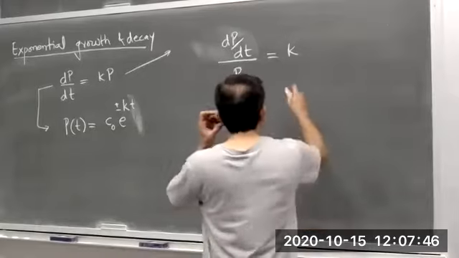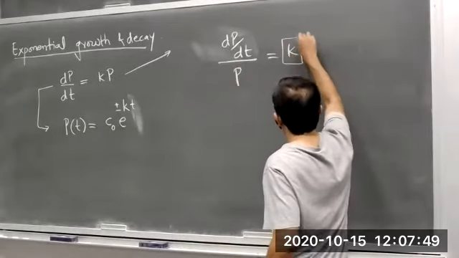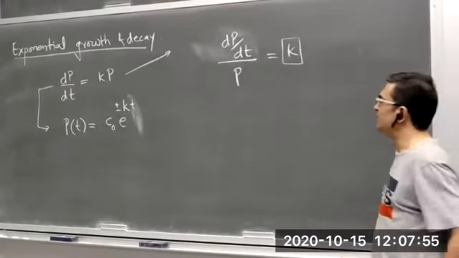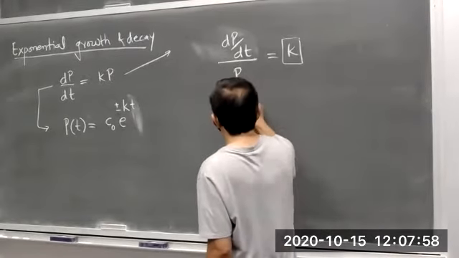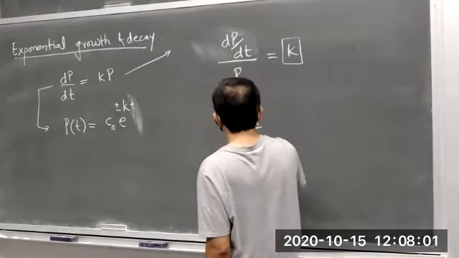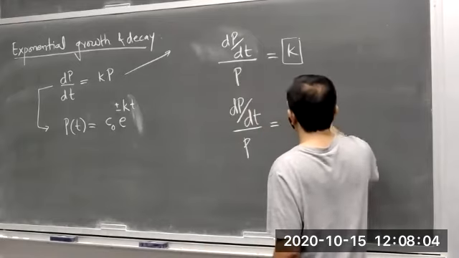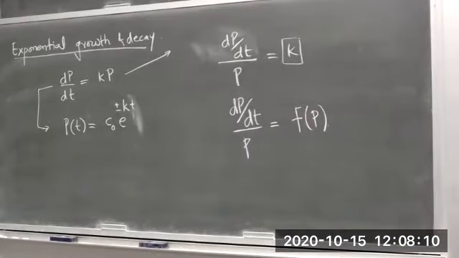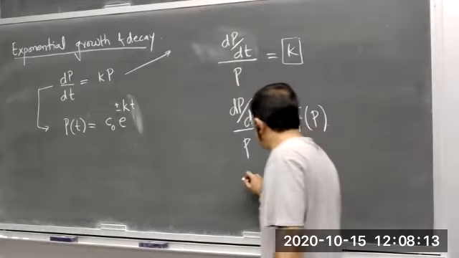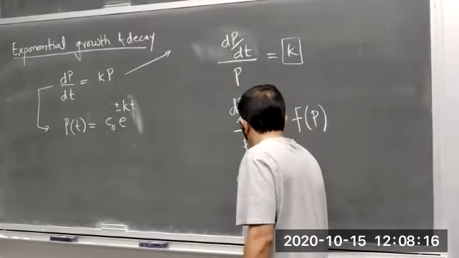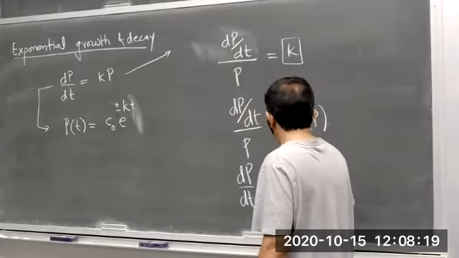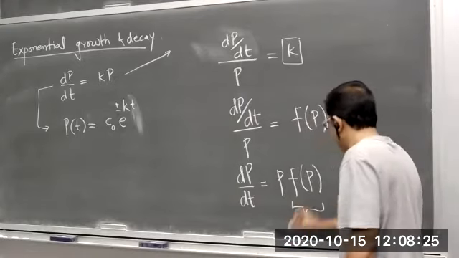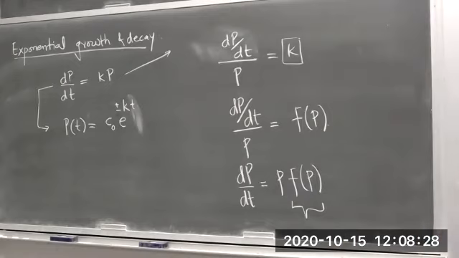In that case, we assume that this k is not a constant. It changes with the passage of time. So we assume that the growth rate of the population is some function of p, which means it depends on the population itself. So in that case, the general model for population growth becomes dp by dt equal to p times f of p. Now, what is this function? This is basically a generalization of the growth rate.